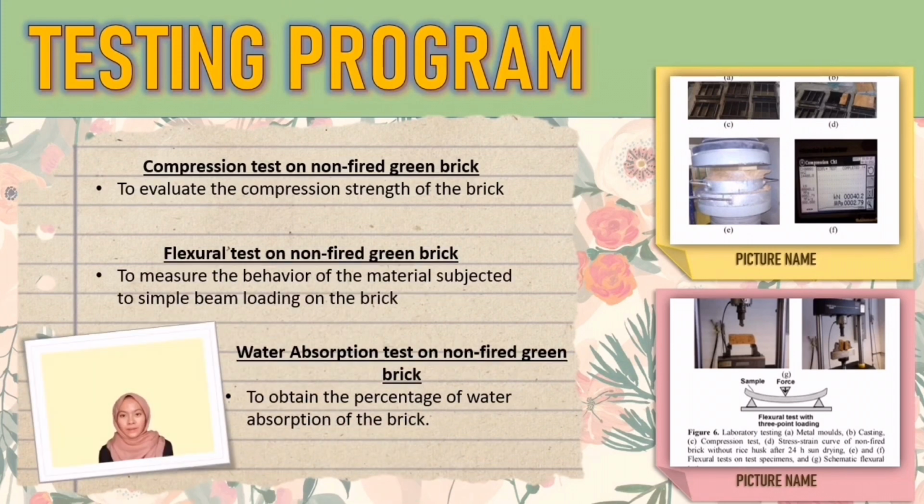For the testing program, there are three tests stated in the study: compression strength, flexural strength, and water absorption test. Compression strength of the non-fired brick is to evaluate the compression strength of the brick or to determine the behavior of the material under load. Flexural strength of the non-fired green brick is to measure the behavior of the material subjected to a simple load on the brick, or the ability of the brick to withstand failure in bending. The water absorption test on the non-fired green brick is to obtain the percentage of water absorption of the brick. It also indicates the durability properties of the brick.